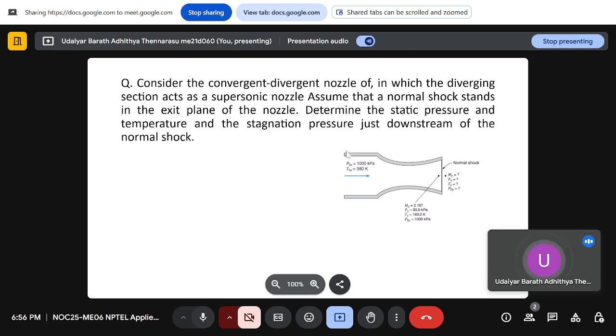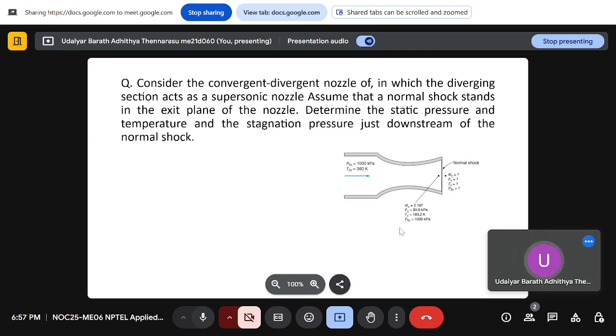So next question, consider the convergent divergent nozzle in which the diverging section acts as a supersonic nozzle. Assume that a normal shock stands in the exit plane of the nozzle. Determine the static pressure and temperature and the stagnation pressure just downstream of the nozzle normal shock. So we know the upstream pressure and conditions at the normal shock, and across the normal shock, what will be the downstream pressures and the other conditions.